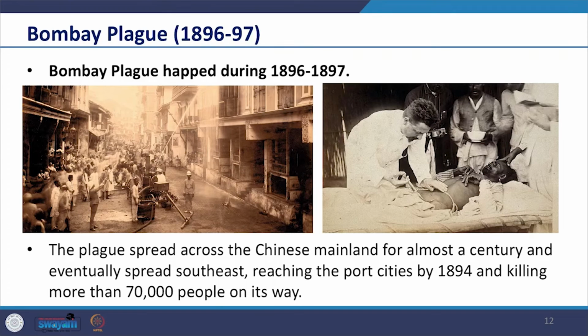The plague spread across the Chinese mainland for almost a century and eventually spread southeast, reaching the port cities by 1894 and killing more than 70,000 people on its way. You may see how cities have always been vulnerable on account of their attribute of connectivity.